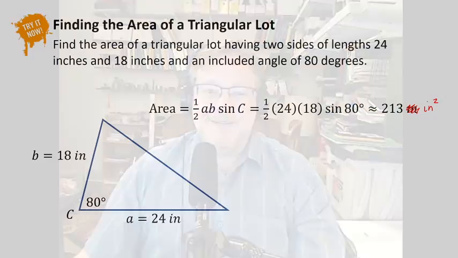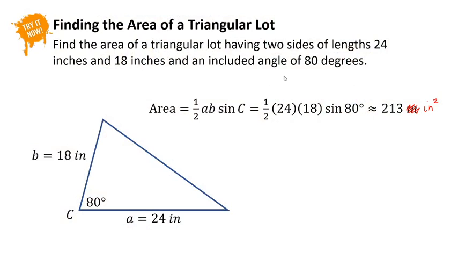Welcome back. Well, this problem was very similar to the one that we did previously here. We're just working here in inches instead of meters, much to my mistake there. You can see there that should be square inches, not meters. But we just took 1/2 A times B times sine of C, plugged things in, and got a value of about 213 square inches.